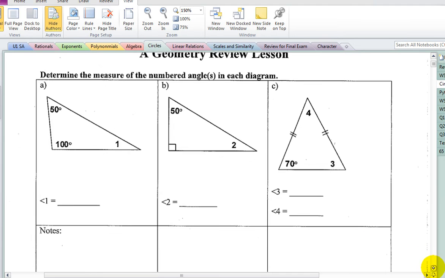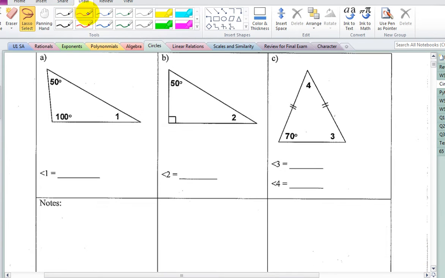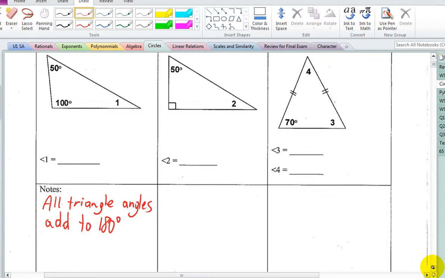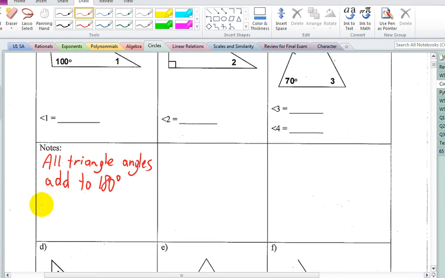Okay, so looking at number one, we have a triangle. So the notes: all triangles, all triangle angles add to 180 degrees. Okay. So what you would do is you would subtract to find the missing angle.